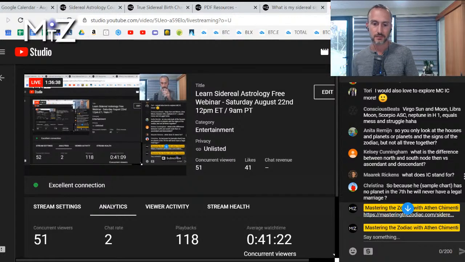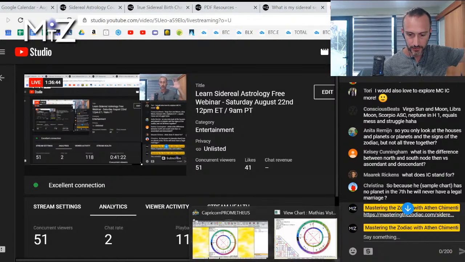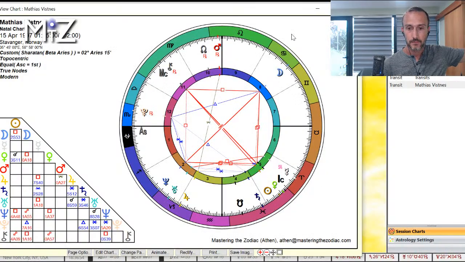Okay, the nodes. What is the difference between North and South Node, then the Ascendant and Descendant? Okay, another great question. So, the North and South Nodes, these are the horseshoe looking things. Super valuable to me. These are the most important part of the chart. They're not the most important in terms of personality. Those are the Sun, Moon, and the Ascendant, as we said.